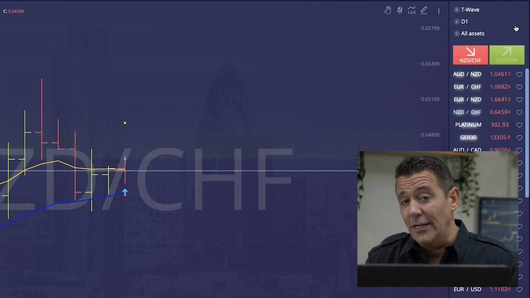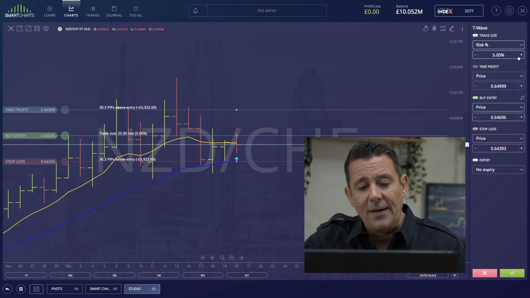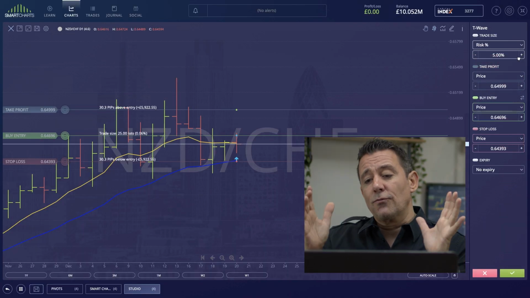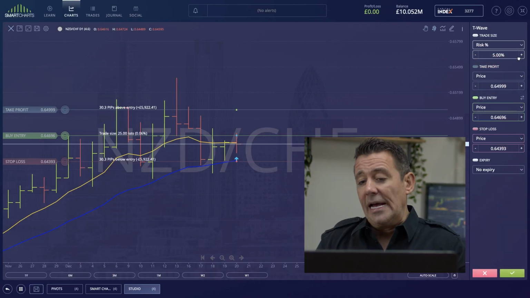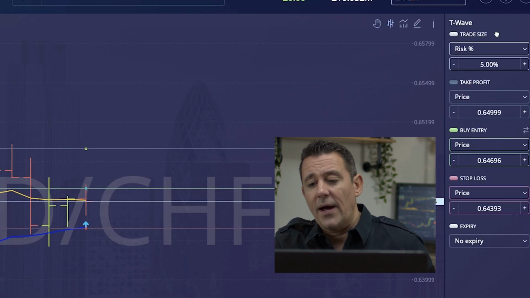That's the NZD/CHF. That's the New Zealand dollar against the Swiss franc. So simply, by clicking on that green button, you'll then notice the right-hand side of the screen now changes. And this gives us a trade ticket. And that trade ticket says you're looking at the trend wave.